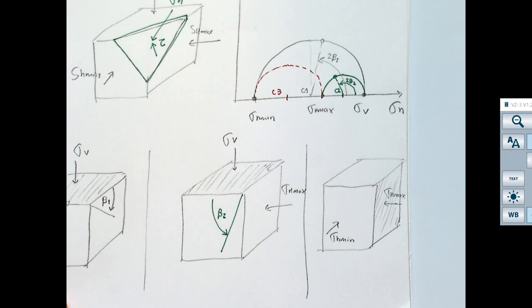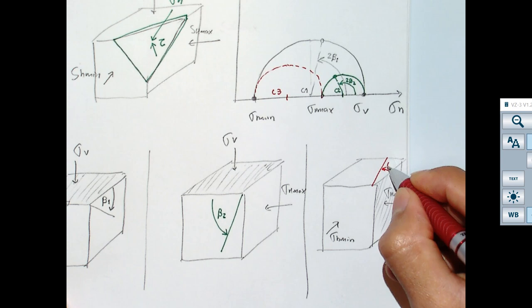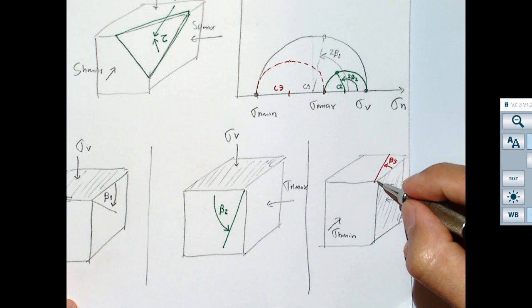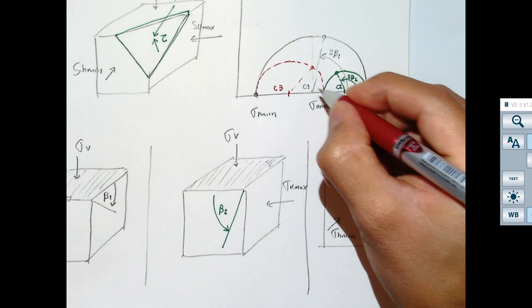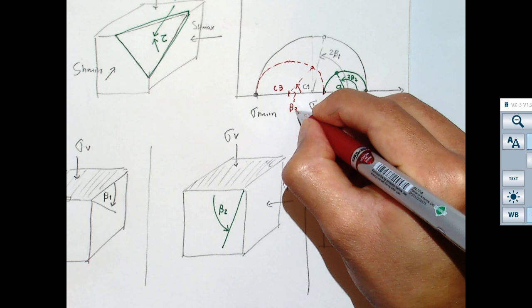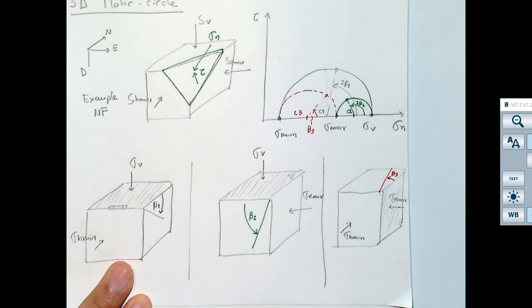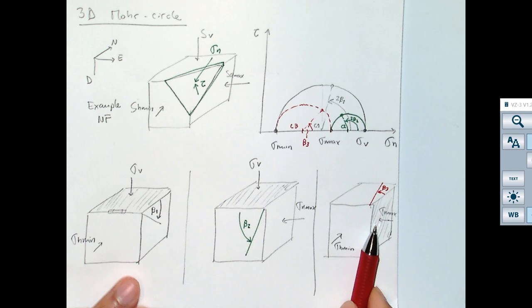Let's see. Let me do, for example, a small one. This is beta 3. Let's say beta 3 is 20, 20 times 2, 40. It's a point somewhere over there, and this one is beta 3. So if I want to know the shear and normal stress in any plane that is a vertical plane and it's a combination of sigma H max and sigma H min, it's going to be that circle.